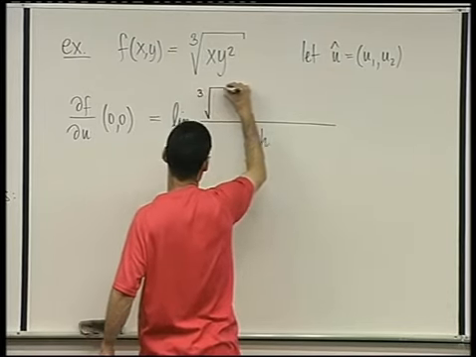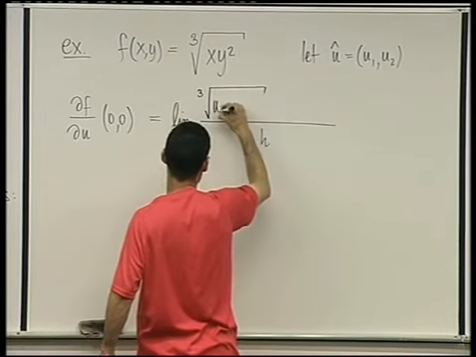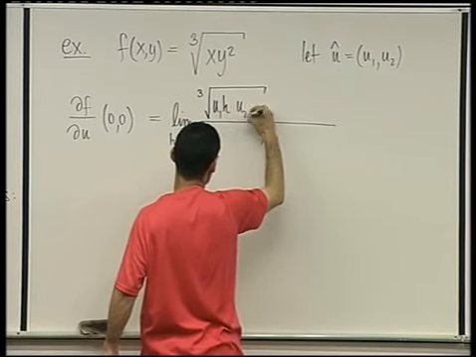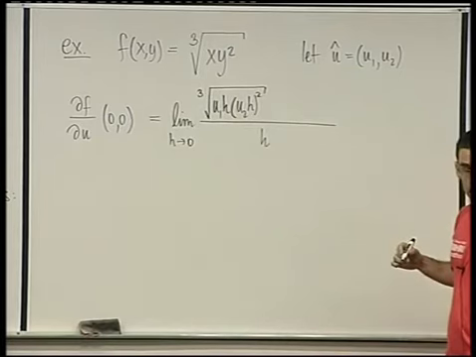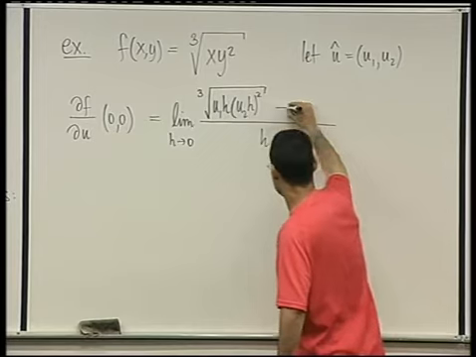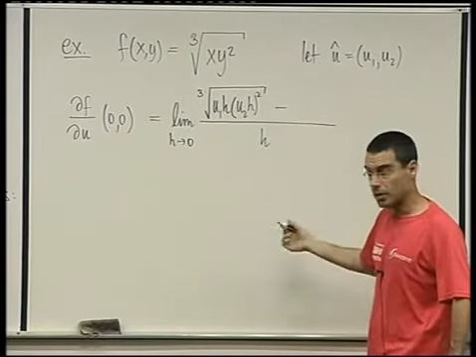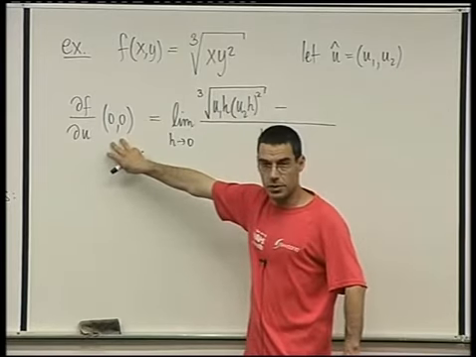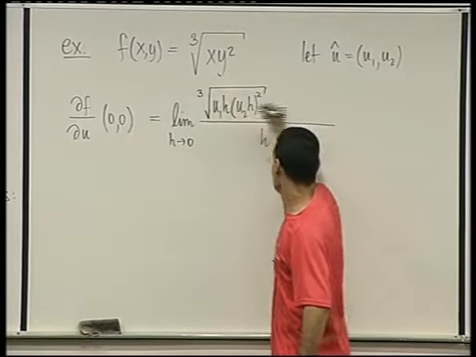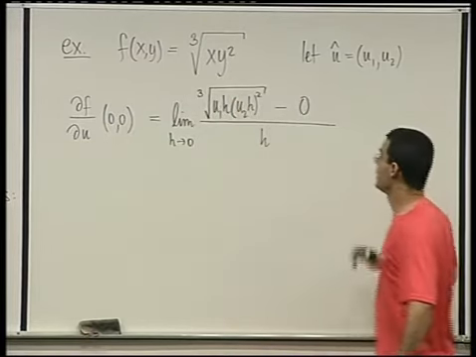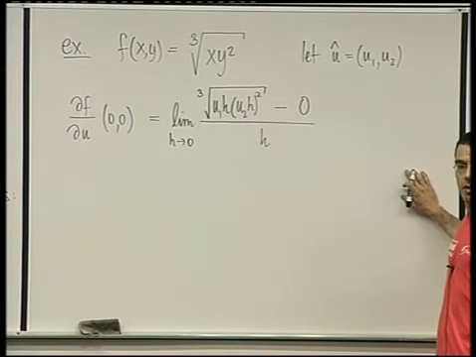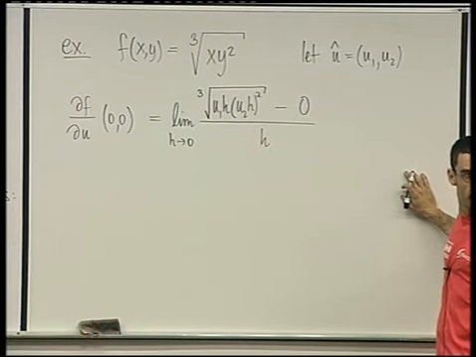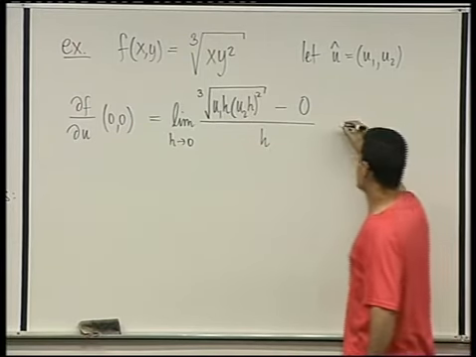Okay, so here's the function. Cubic root of u1h times (u2h) squared. That's the y. Do you agree? Everybody? Minus f at (x0, y0). (x0, y0) was (0, 0). The value of this function at (0, 0) is 0. So this is the limit that I have to calculate by the definition of the directional derivative. Everybody good?